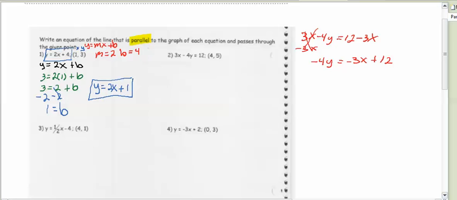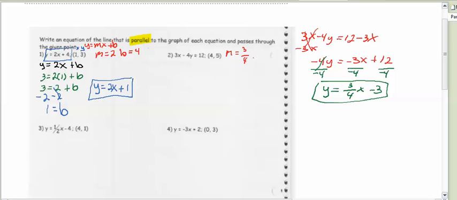Next step, I'm going to divide everything I see by negative 4, negative 4, and negative 4. So now I have y is equal to, negative and negative is positive, 3 over 4x. Negative and positive is negative 3. So this is my equation in slope-intercept form. My slope is 3 over 4. My b is negative 3.